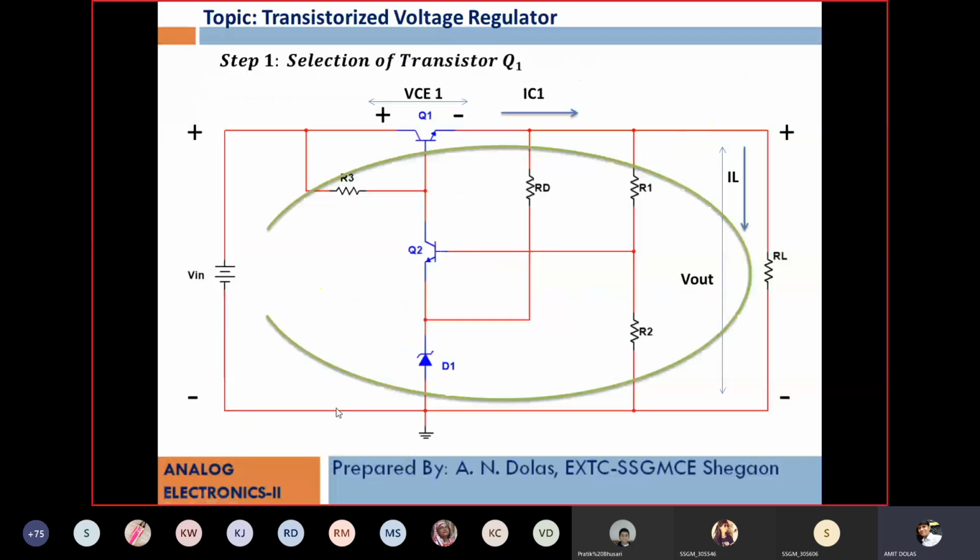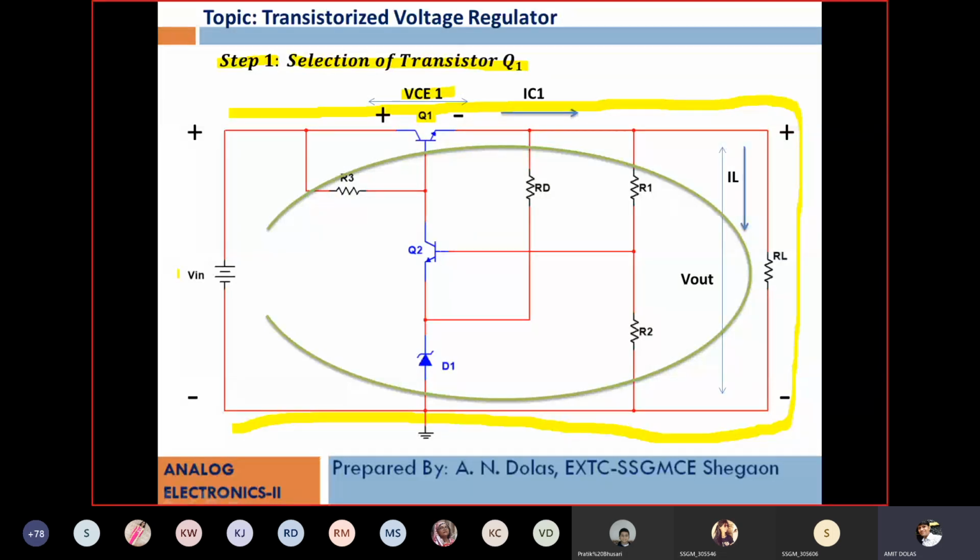Moving to the next, the steps are the same. First of all, we will select transistor Q1. So step 1 is selection of transistor Q1, which is of course the series pass transistor, the heart of the circuit. Here we have to calculate VCE. VCE will be calculated by applying KVL to the outer loop, because we can see here Vin, which is maximum 30, is connected to series pass transistor Q1 in series with load resistance RL.